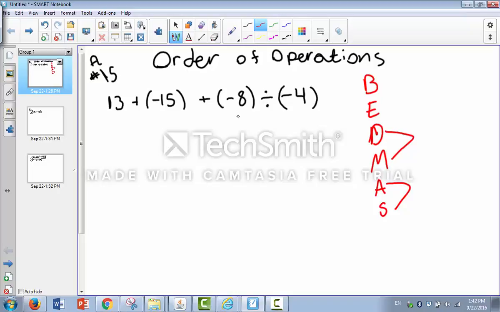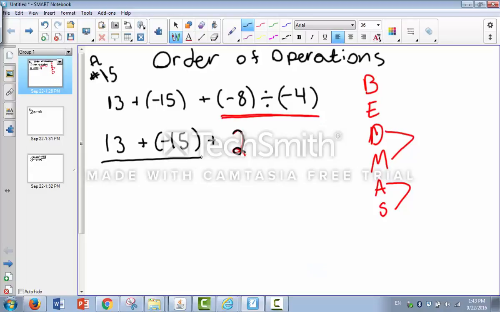Left to right, the first time we see it is right here. Negative 8 divided by negative 4. And both of the signs are negative, so the answer is going to be positive. When you're multiplying or dividing and the signs are the same, the answer is positive, and that is a positive 2. Oh, wow, it came out in red. A positive 2. So we have 13 plus negative 15 plus positive 2.